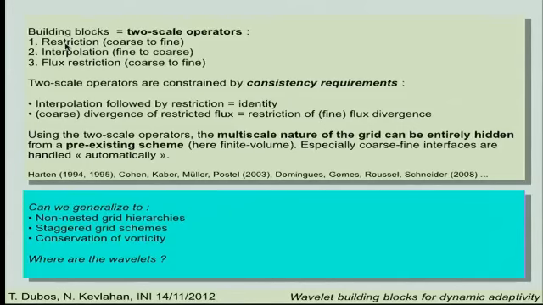And I would like to do this in the more complicated situation I've outlined at the beginning. So I want non-nested grid hierarchies, I want staggered grids, and I may want additional conservation properties, especially vorticity. So one question we may ask here is, where are the wavelets? There is no wavelet here at all.